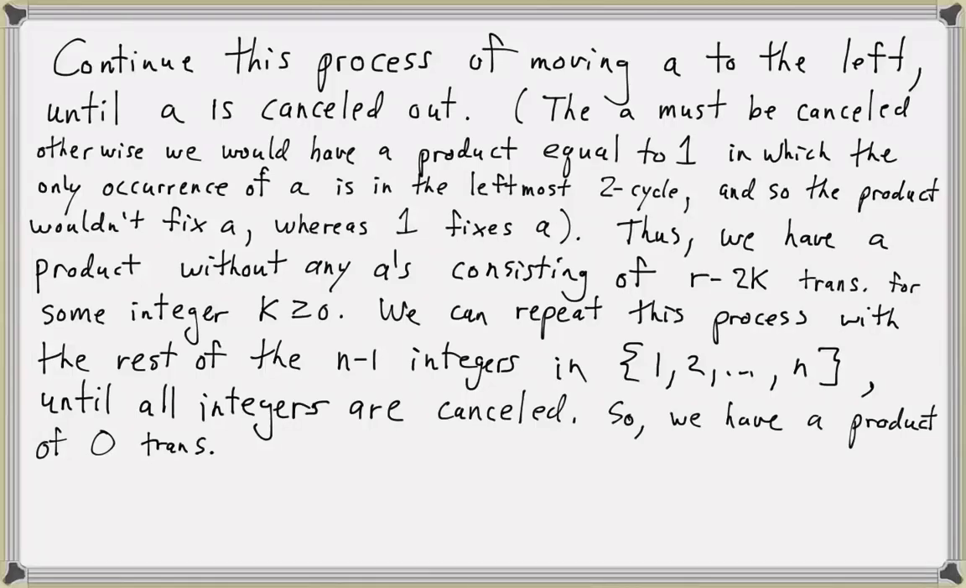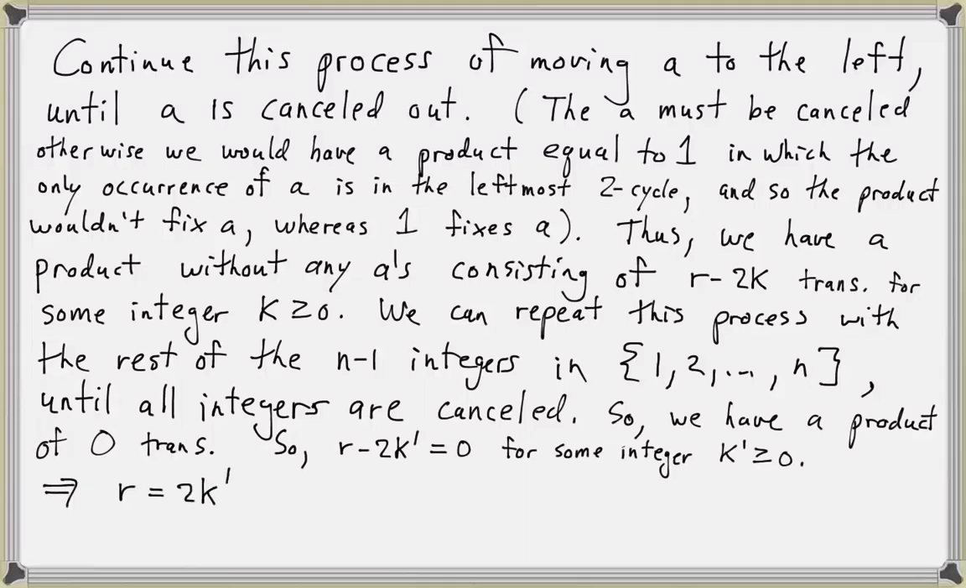Remember, the only way to get rid of a transposition using this process is if two canceled out. So the number of transpositions would be R minus 2k', let's say k' now, and this would be equal to zero transpositions, again for some integer k' greater than or equal to zero. So this again is because when we use this process, we're taking away two transpositions at a time, possibly. But if R minus 2k' equals zero, that tells us that R equals 2k' for some integer k', and therefore R is even. So we've just shown that whenever you write the identity element as a product of transpositions, it must be a product of an even number of transpositions.